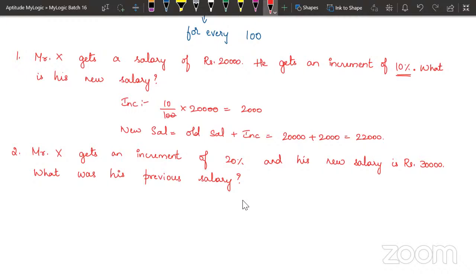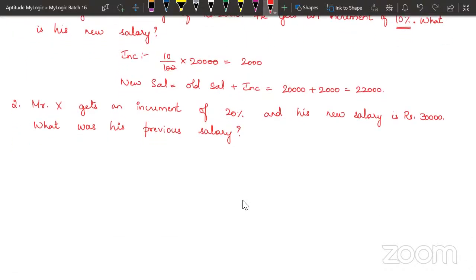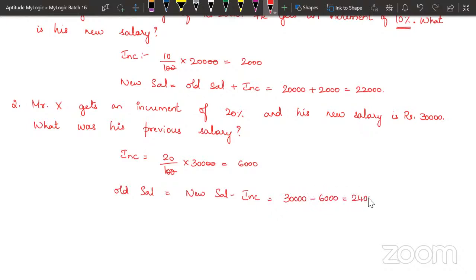Fine. So many of you might think the answer is 24,000 because you will be calculating increment, right? Increment, you are calculating 20% of 30,000, which gives you 6,000. And then you are calculating old salary as new salary minus increment, which gives you 30,000 minus 6,000, which gives you 24,000, correct?